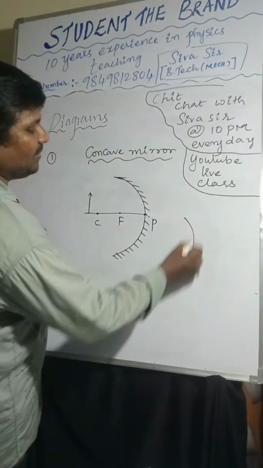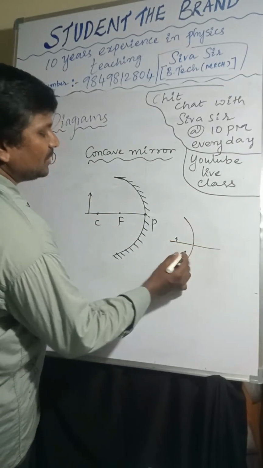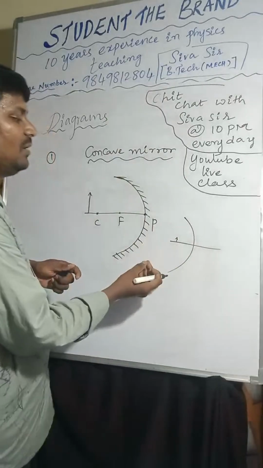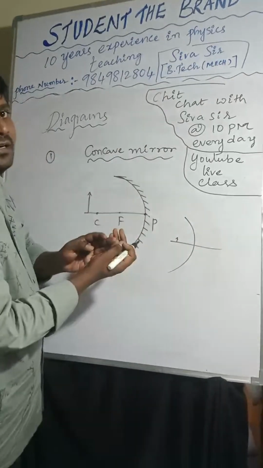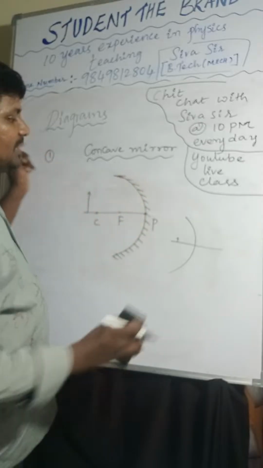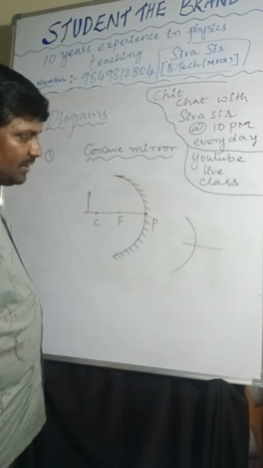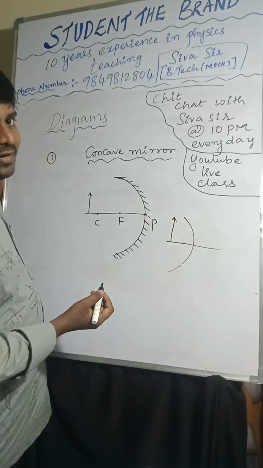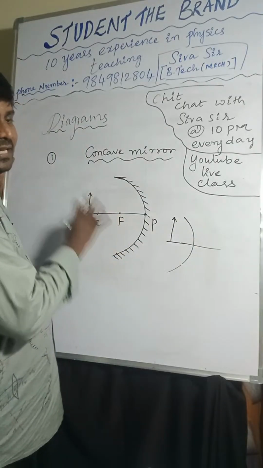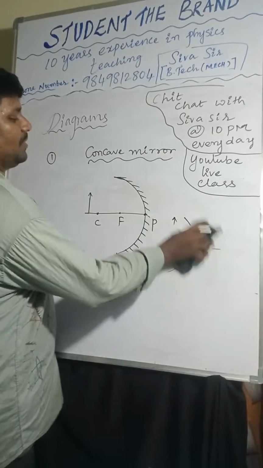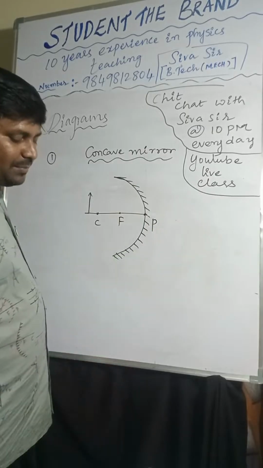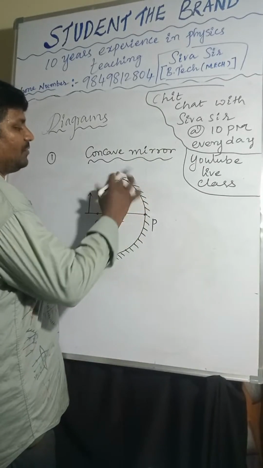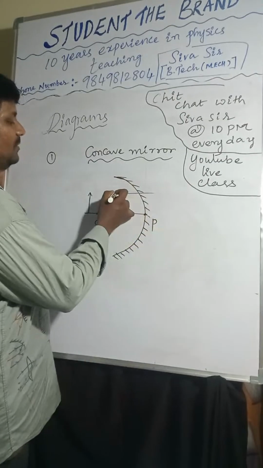Some people take the object very small, so the mirror is too big and the object is so small we can't even look at it. Others draw it much too large, which is also not required. You have to take an appropriate size. 3/4 is enough, less than 3/4 is also fine, or half is also correct. Half of the mirror's height, maximum, is enough.